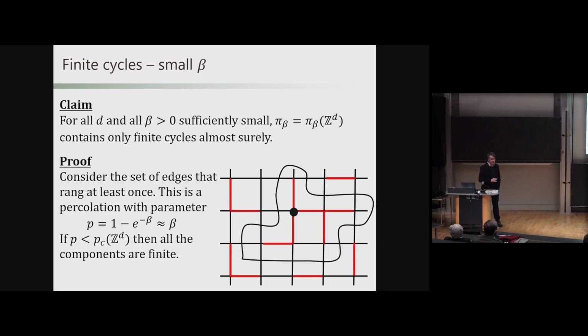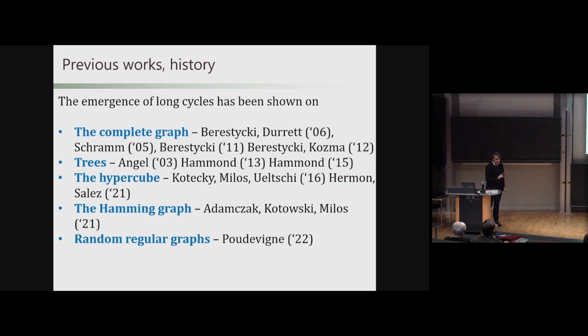Okay, so the main challenge for this talk will be to understand what happens when beta is big. Previously there had been work on this on a number of different graphs. The random transposition shuffle just corresponds to the complete graph. Then later there was work by Omer Angel and Alan Hammond on trees, and more recently on the hypercube, the Hamming graph, and random regular graphs. These are all graphs with quite good expansion properties, more so than the lattice. And so I think that's one of the things that made these ones a bit easier to deal with.